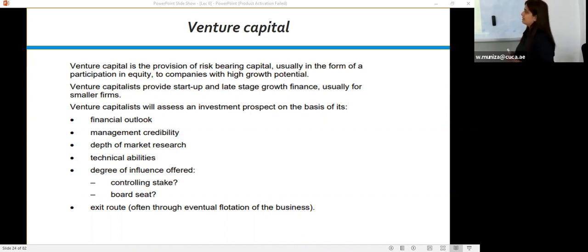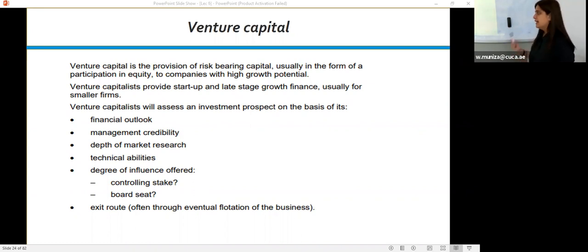Venture capitalists will assess an investment prospect on the basis of financial outlook, management credibility, depth of market research, technical abilities, degree of influence offered, that is whether they will be allowed to control stake or have a board seat or not, and the exit route, often through eventual flotation of the business.